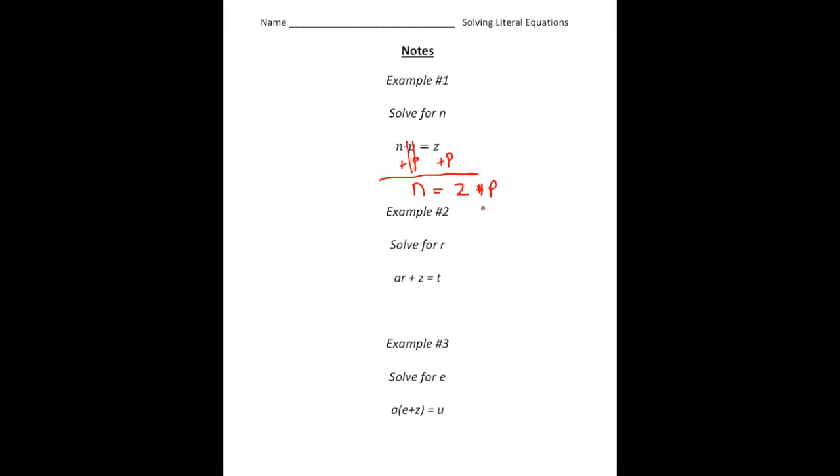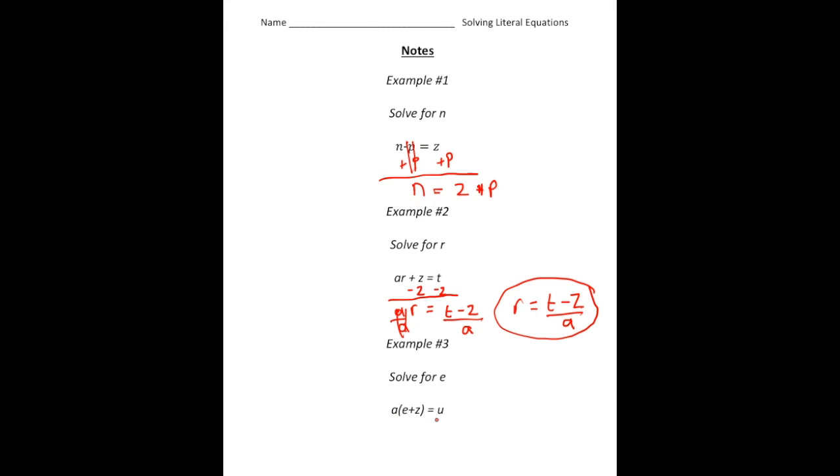Example number 2, solve for r. Here we have a times r plus z equals t. I'm going to first subtract z from both sides. So now we have a times r equals t minus z. Now remember, this means a times r, so to get r by itself, I'm going to divide both sides by a. So r is going to equal t minus z divided by a. There it is.